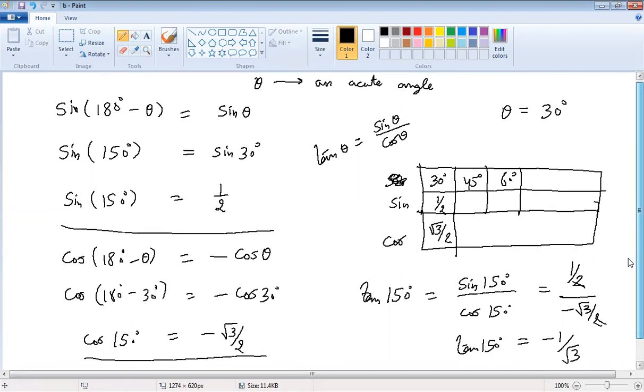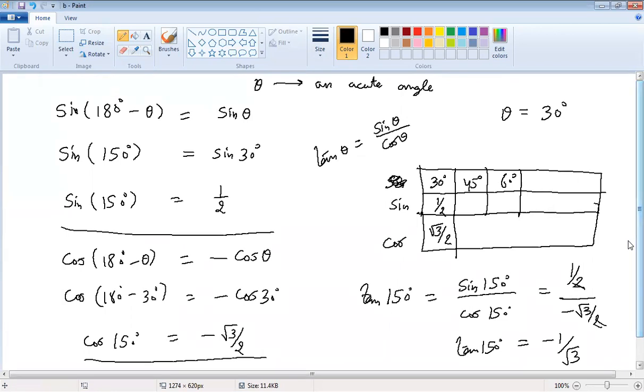You can note or take the screenshot. I will discuss two more angles. We will take 45 degree and we will take 60 degree as the values of theta.